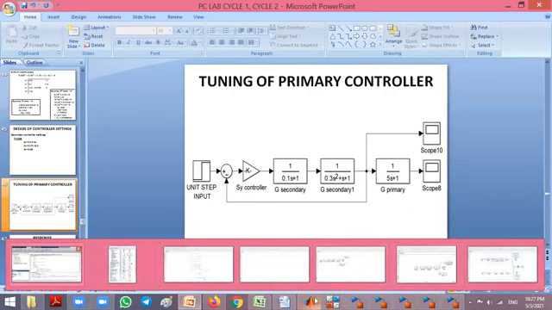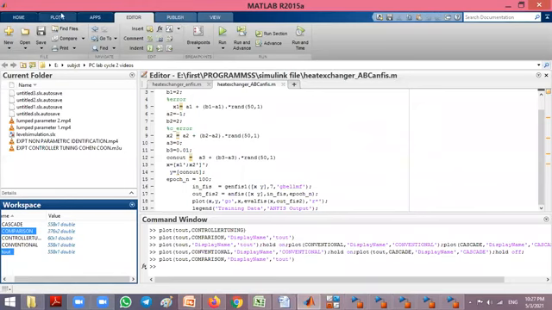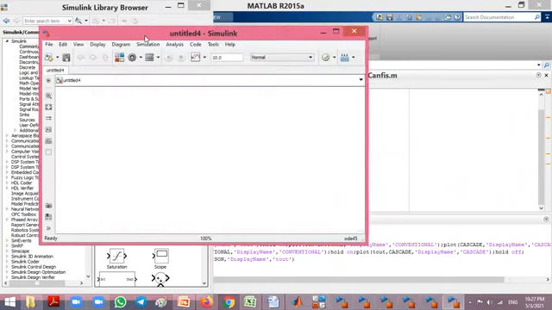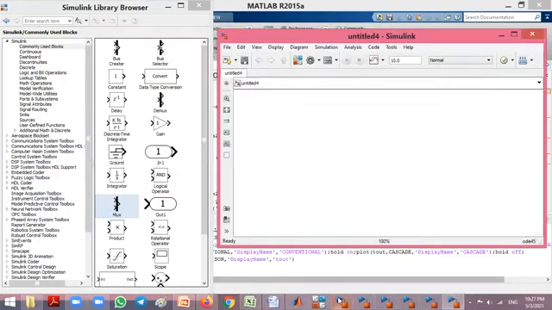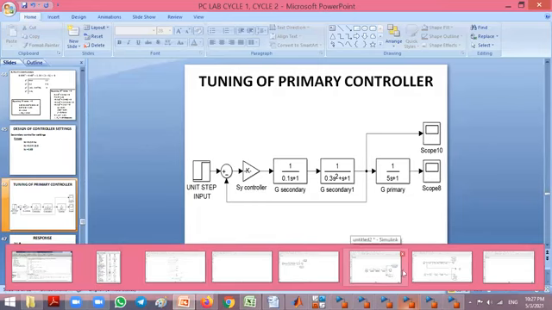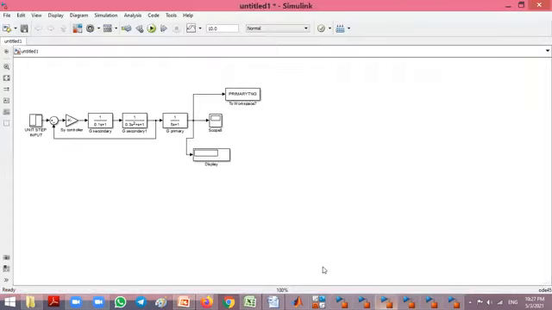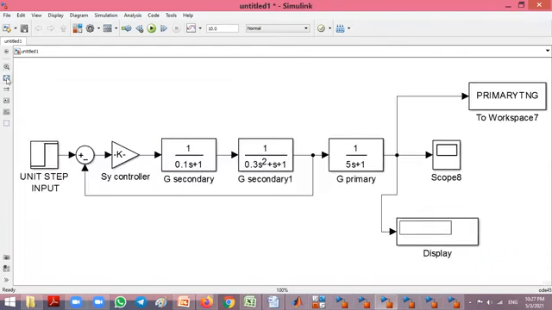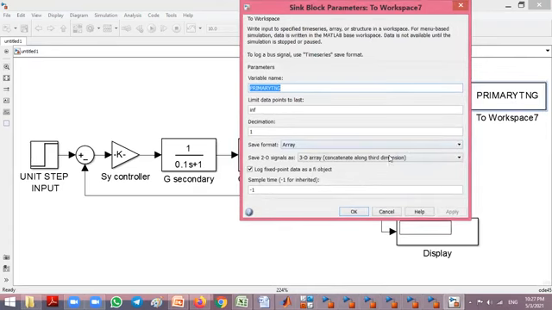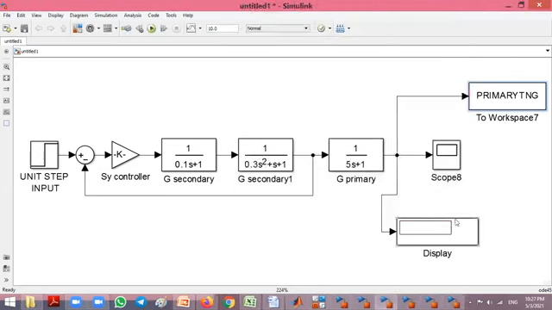You open MATLAB, and in MATLAB you open Simulink. You go to home, click Simulink, it will take time to open, and then you click new file. In that you form the blocks like this. Here I have already formed the blocks. See, I am going to simulate. It is in closed loop.